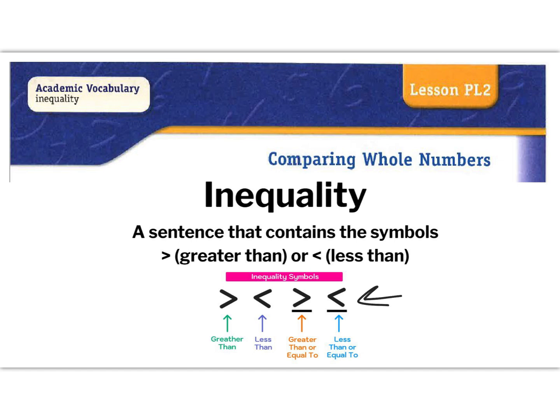These are 2 other inequality symbols. This is greater than or equal to. That's what the line means. So it could be greater than or equal to, and this is less than or equal to.